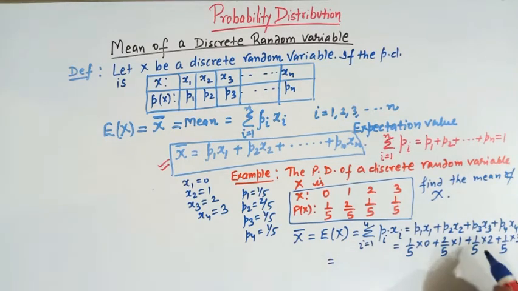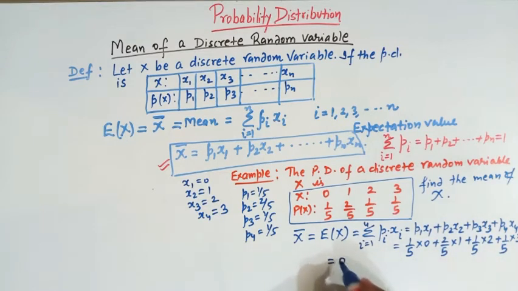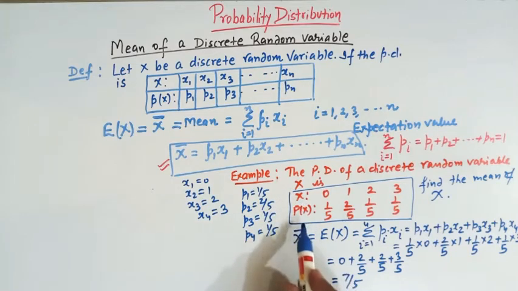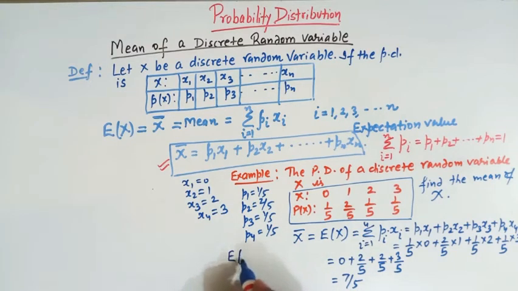And now we can solve it. So the first term gives 0, this is 2 by 5, then we have again 2 by 5, then we have 3 by 5. So if we add all these fractions, we get 7 by 5. So the mean of this probability distribution is 7 by 5, or in other words we can say that the expectation value of x is 7 by 5.